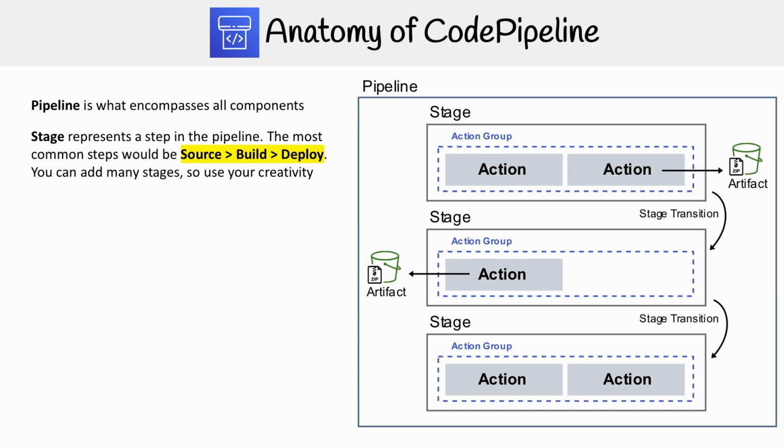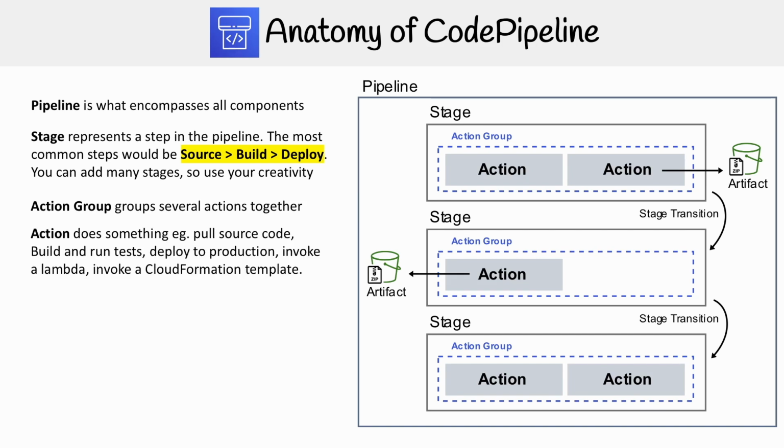So there's a lot of creativity here. You don't have to be limited to those 3. Then you have action groups, which group together several actions. And then you have actions, and this does something. It can pull code or build and run tests, deploy code to production, invoke a Lambda, invoke CloudFormation templates, a lot of things you can do there.